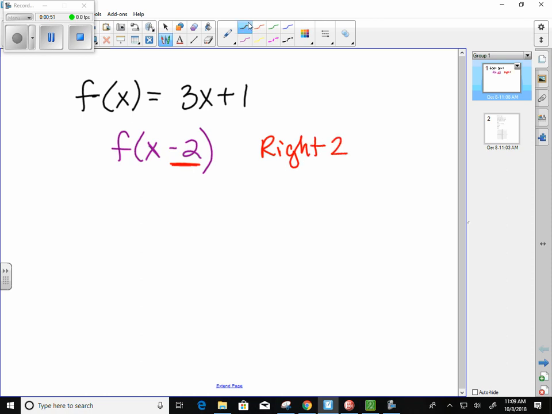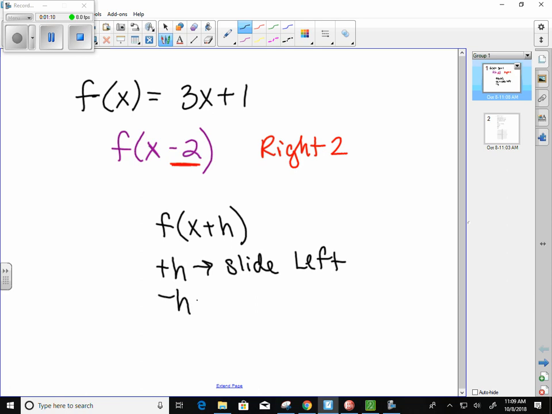Just as a reminder, in that summary box that we talked about, we said if we have f of x plus h, if it's a positive h, you're going to be sliding the original to the left. If it's a minus h, you're going to be sliding it to the right. Okay, so let me show you what you're going to be doing today.